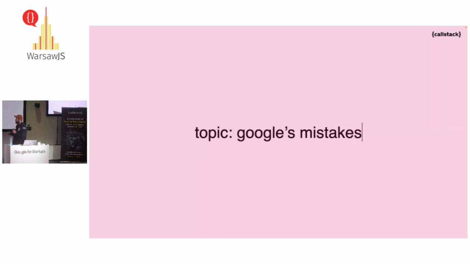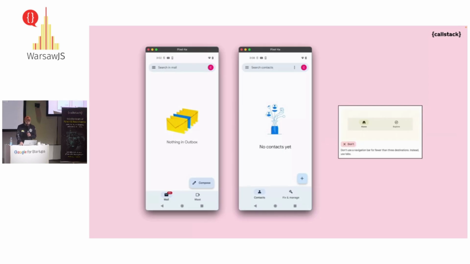And Google mistakes. I know that we are in the Google space, but no hard feelings. Don't worry if you make mistakes, the best do them too. On the right side, you can observe the fragment from the documentation, which says not to use the navigation bar for fewer than 3 destinations. And on the left side, you can observe the Gmail and Contacts apps with exactly 2 tabs.